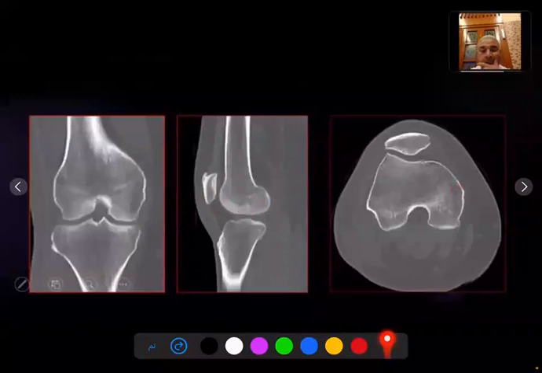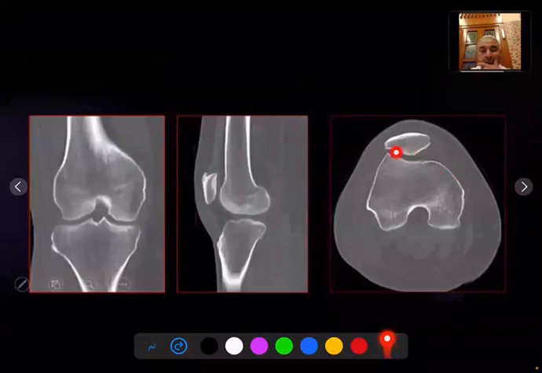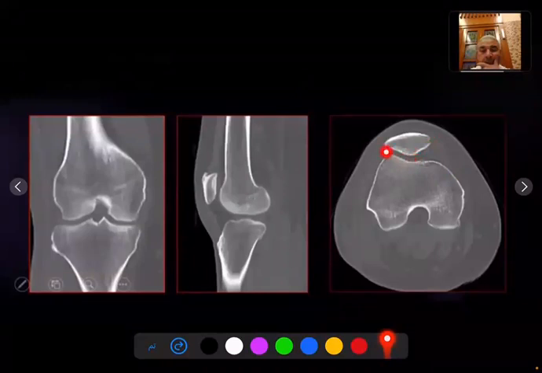This is the axial image demonstrating the patellofemoral joint. This is the lateral articular facet of the patella, and this is the medial, and this is the medial ridge. And this is the lateral trochlear groove and the medial trochlear groove of the femur surface. This is the lateral condyle, and this is the medial condyle, and this is the intercondylar notch.